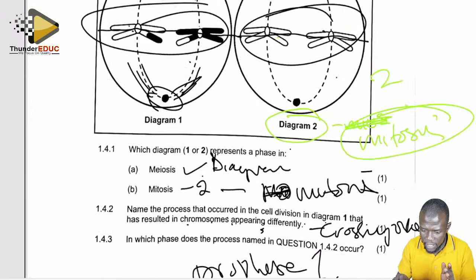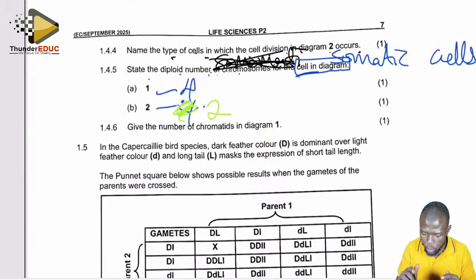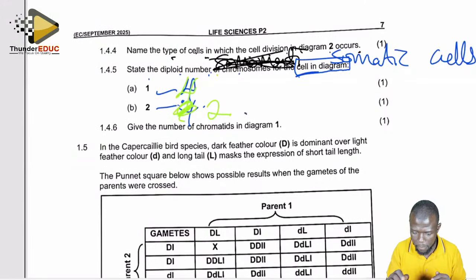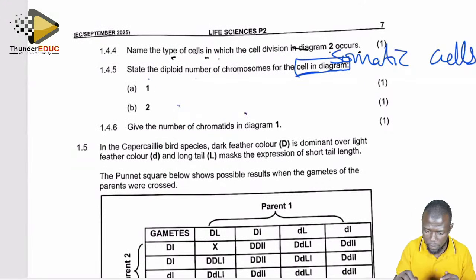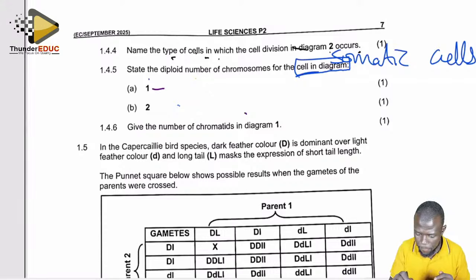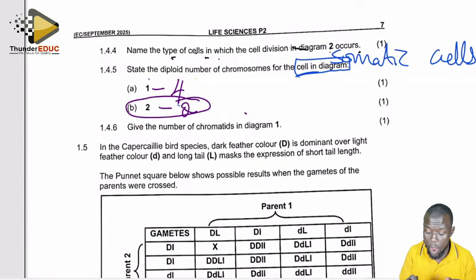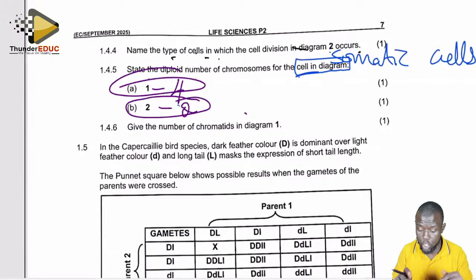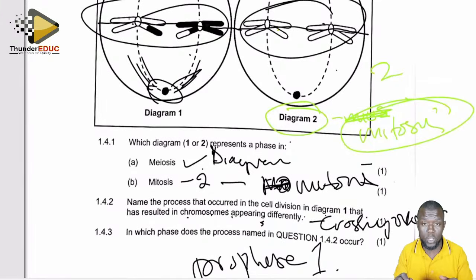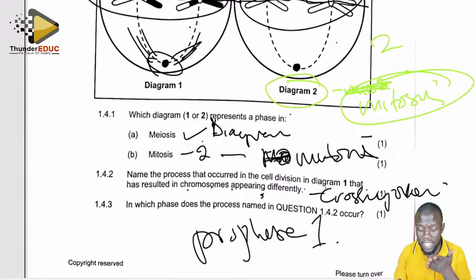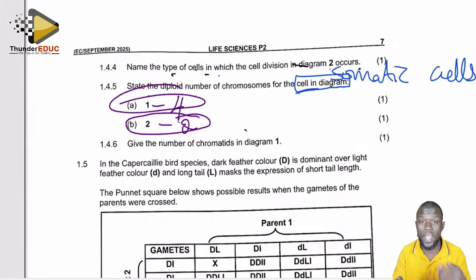Since this one looks to be metaphase 2, it means that in metaphase 1 there were 4. There are 4 here, while here there are 2. Why? Because in mitosis the number of chromosomes doesn't change, while in meiosis the number of chromosomes changes. This is meiosis 2, which means that in meiosis 1 the number of chromosomes was divided. Since these are 2, then in meiosis 1 there were 4.